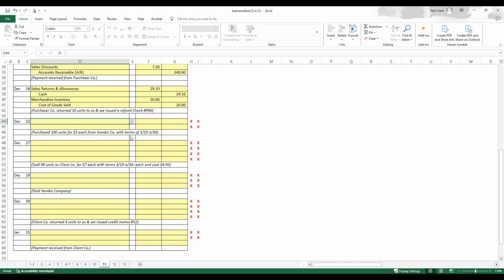Okay, now we purchased some inventory. So we've done this quite a few times. We've got accounts payable and merchandise inventory, 100 units times 5 for easy math. And then we sold 90 units. So let's do our typical sales entries here. In our COGS, 90 units for a price of 7 per unit, and the cost of those 90 units was 4.95, not 65.